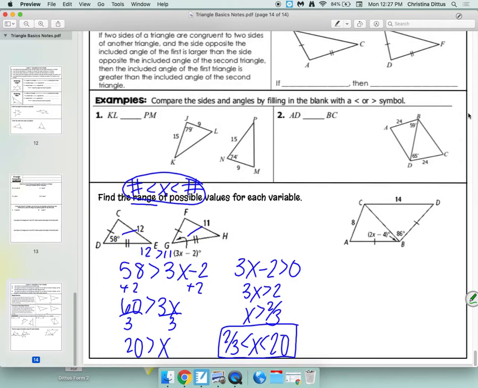Alright, last one. These sides match. They share this side, so it has to match. So what numbers am I comparing? Yeah, 14 and 8. You can't compare the x thing because you don't know what it is. But we can compare 14 and 8. What's bigger, 14 or 8? 14. So I know 14 is bigger than 8. So then what angle has to be bigger? 86. So 86 has to be bigger than that 2x minus 4. Add your 4, we get 90. And x is less than 45.